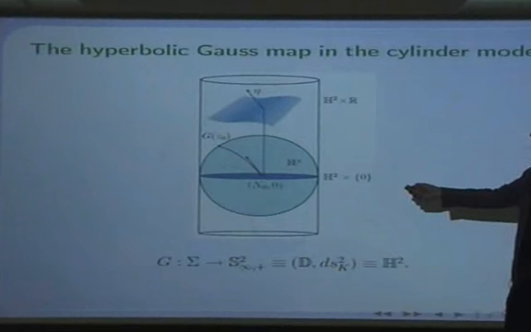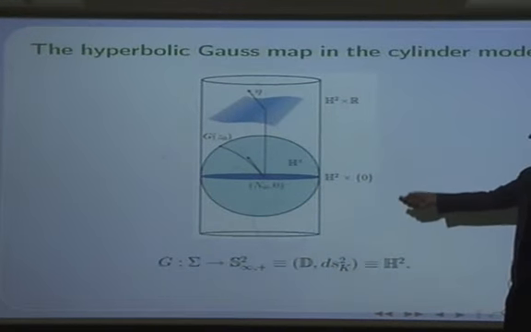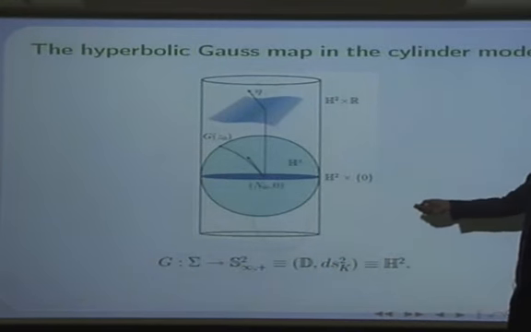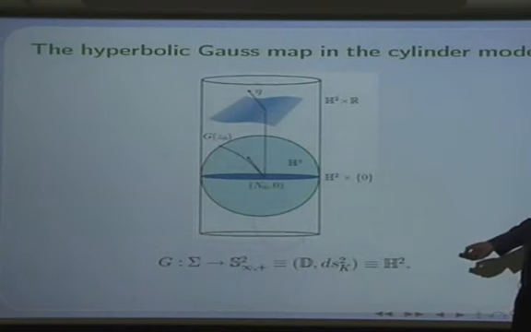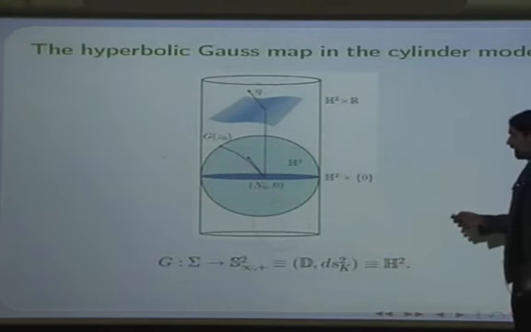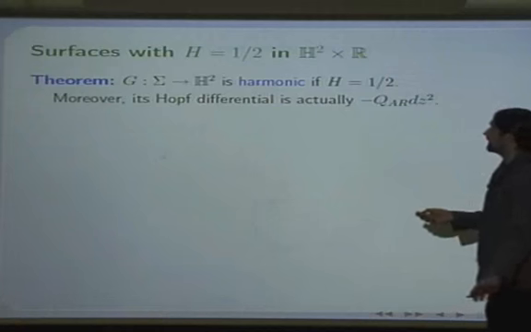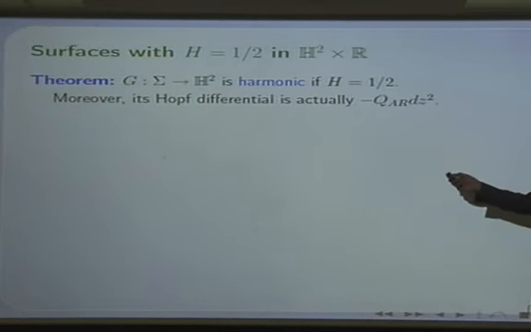So the hyperbolic Gauss map here is the whole composition of this process and takes values finally in the hyperbolic plane. Okay, this is the Klein model. Okay, so as we said yesterday, it turns out that for surfaces with mean curvature 1/2 in H2 cross R, this hyperbolic Gauss map is harmonic. And moreover, its Hopf differential, which is a holomorphic differential associated to any harmonic map, is actually minus the Abresch-Rosenberg differential. Okay.